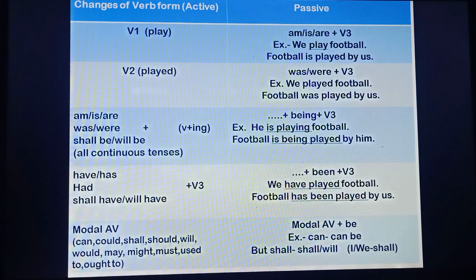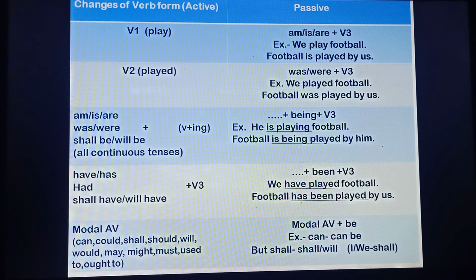So if in the sentence it is found am, is, are plus verb plus ing, or was, were, shall be, will be plus verb plus ing, you'll have to use any one of this group, that is from am, is, are any one will be used, or was, were. So this depends on the subject. So see the example. He is playing football.